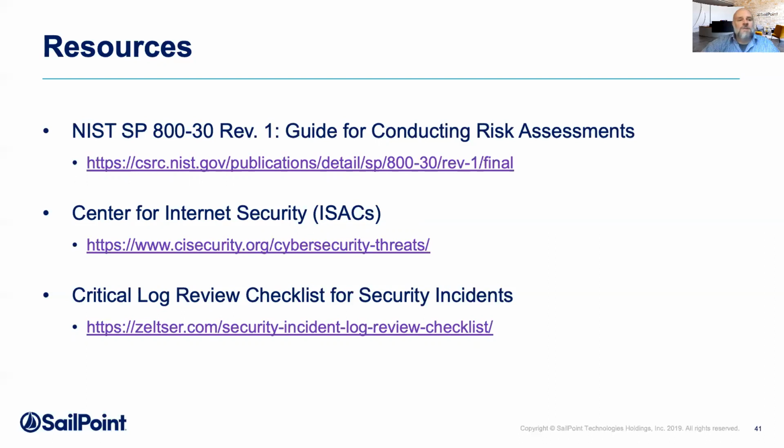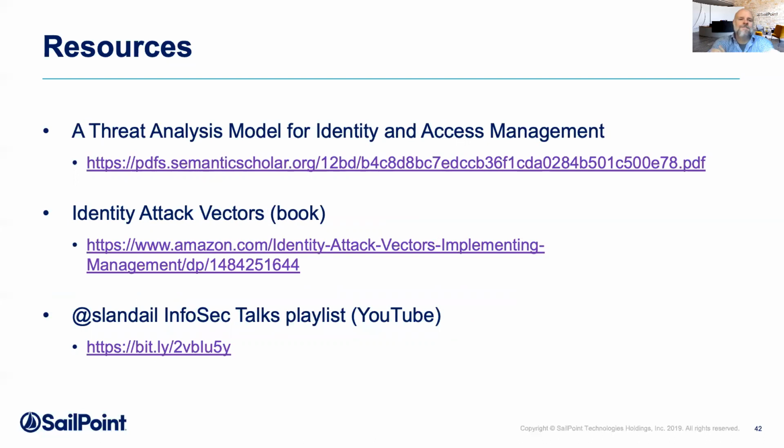And then the last resource, Lenny Zeltser's Critical Log Review Checklist for Security Incidents. It's an oldie but a goodie. It gives you some very specific things to look for on the response side that will help you, again, reverse engineer. Well, if I'm seeing this in the SIEM and the event logs, then what triggered that, right? What led to that? It's a great resource to help round that out.